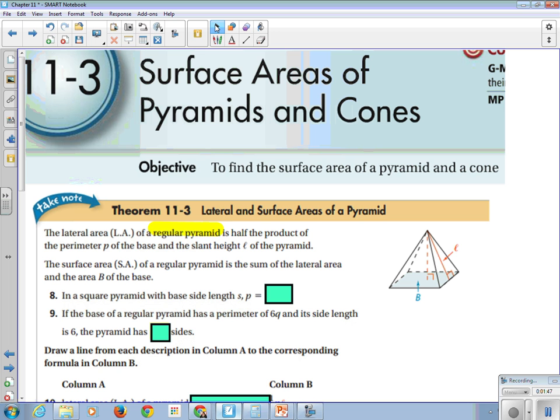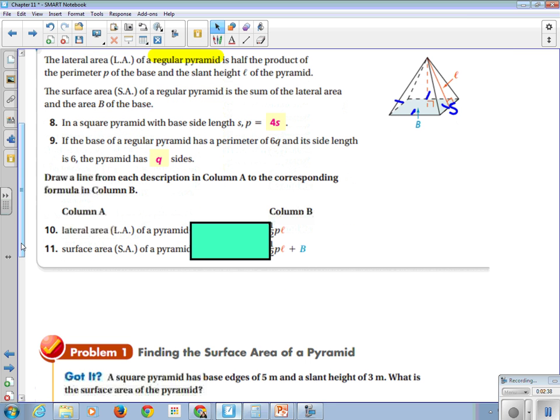So in a square pyramid, so this is a square, all of our side lengths are congruent. We know that the perimeter of our base is going to be 4 times the side length, S. If the base of a regular pyramid has a perimeter of 6Q and its side length is 6, the pyramid has Q sides. So if the perimeter was 6Q, then it would be a Q-sided pyramid. So instead of a square, it would be a Q-sided polygon.